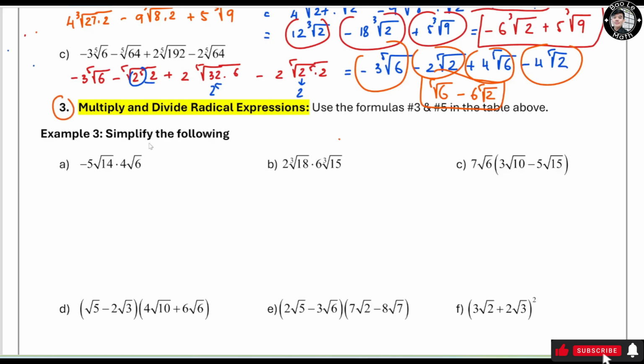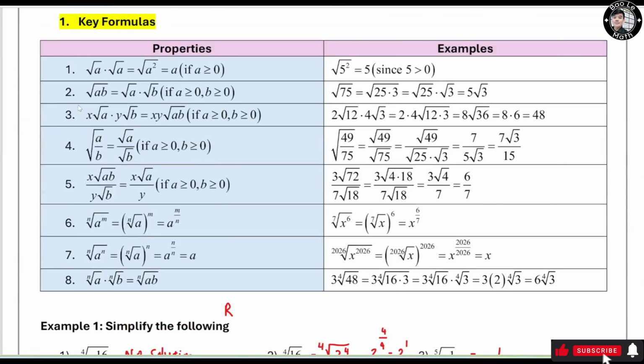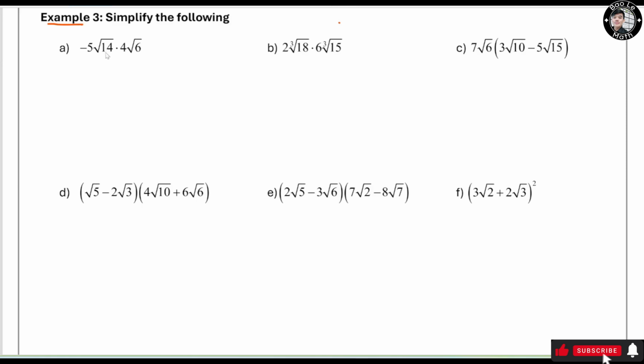Now let's move on to number 3. Multiply and divide radical expression. We're going to use the formula number 3 and number 5 in the table above. It's going to be this guy and this guy, right? Observe that you cannot take square root of 14. You cannot take square root of 6, right? If you combine this guy and then you can take square root, right? So we have negative 5 times 4 is going to be negative 20, right? Root 14 times 6 is going to be 84, right? This guy turns out to be negative 20 root 84 can be written as 4 times 21, right? And then you can bring 4 outside, it could be 2.